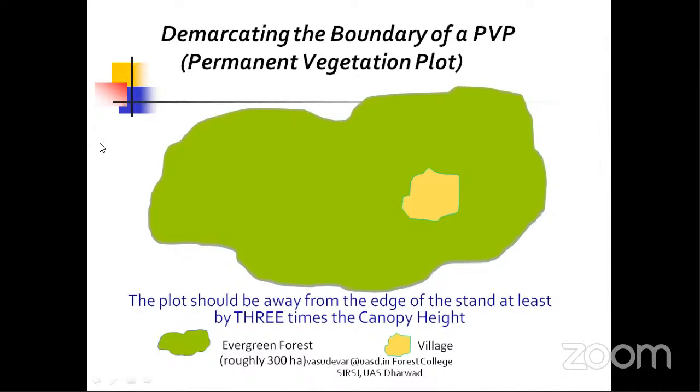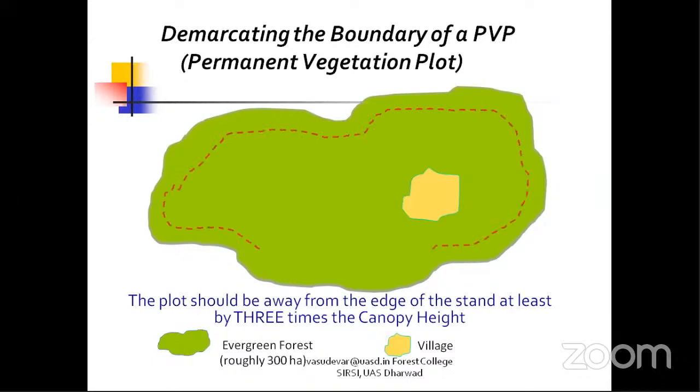Let's say this is the forest patch that I've decided. And then wherever you go in the Western Ghats, you have a village. Let's imagine that there's a small village. Now, my intention is to put a 1 hectare permanent vegetation plot in this evergreen forest. Where do I locate my 1 hectare plot?